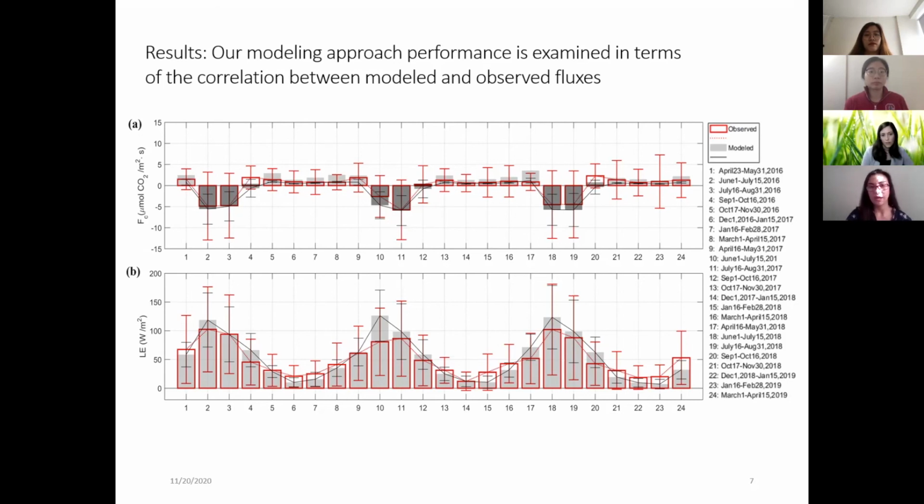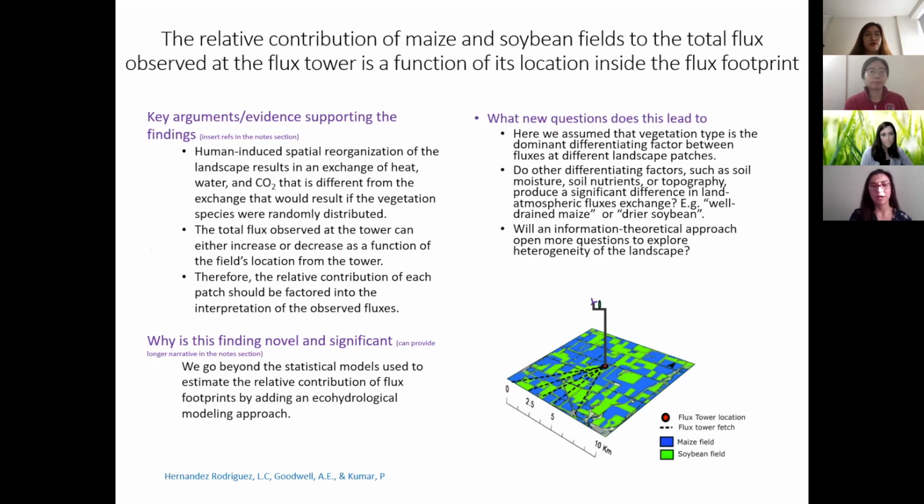So I want to close my presentation by showing this summary slide that was the one that we used for our summer meeting. So we can conclude that the relative contribution of maize and soybean fields to the total flux observed at the Flux Tower is actually a function of its location inside the flux footprint.